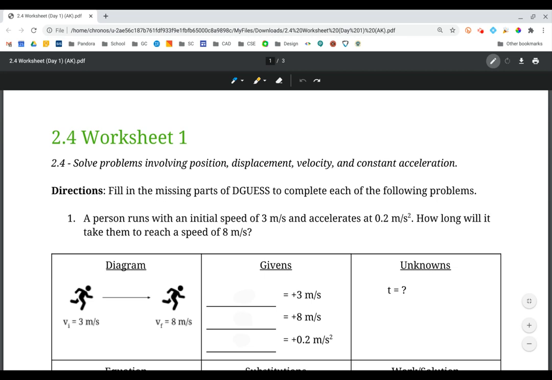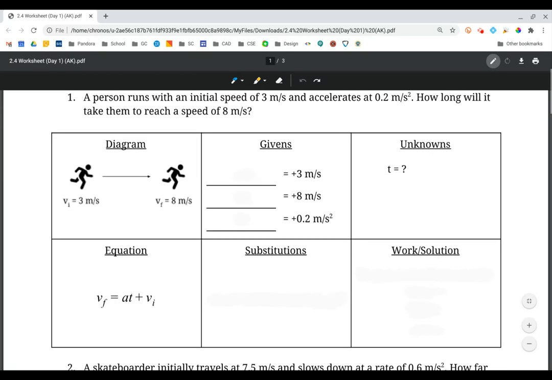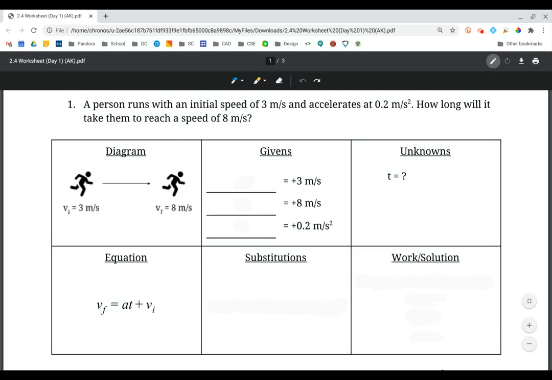All right, so this is 2.4 worksheet 1. This is our first experience with DGES and solving problems with constant acceleration. So in this first problem, it says a person runs with an initial speed of 3 meters per second and accelerates at 0.2 meters per second squared. How long will it take them to reach a speed of 8 meters per second?